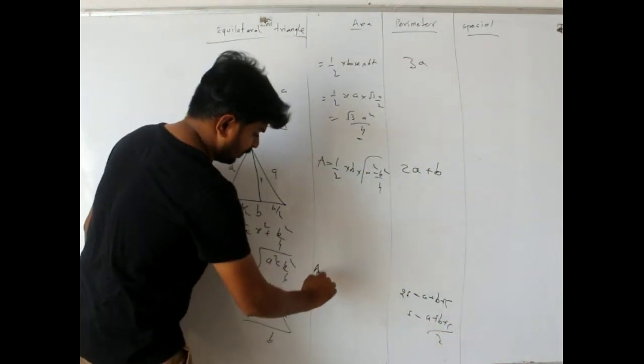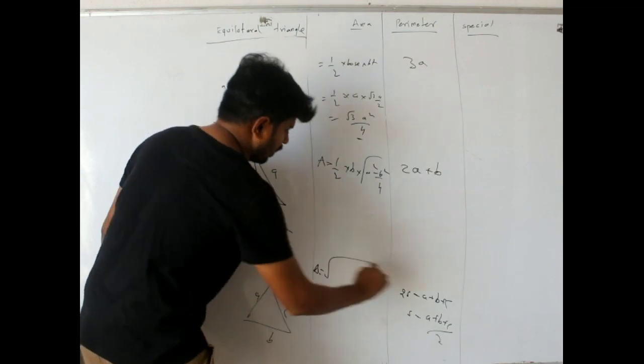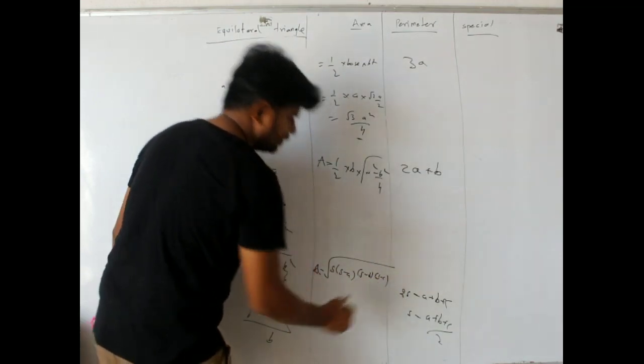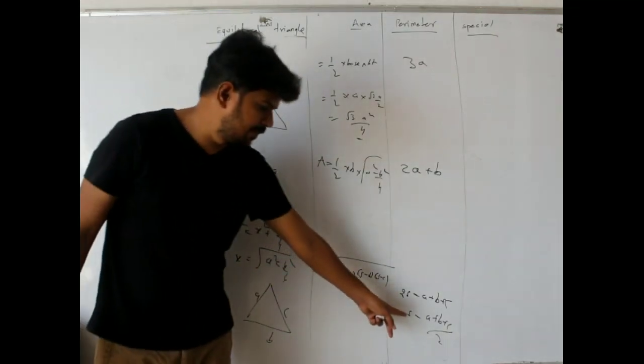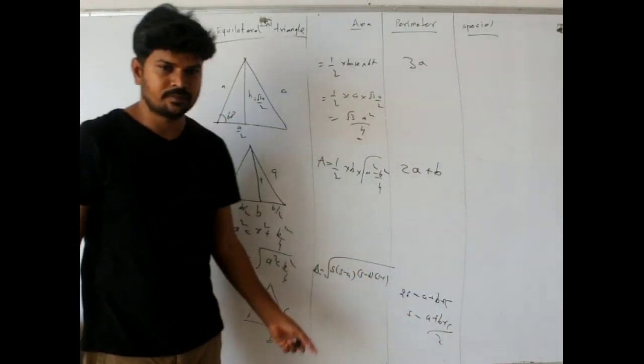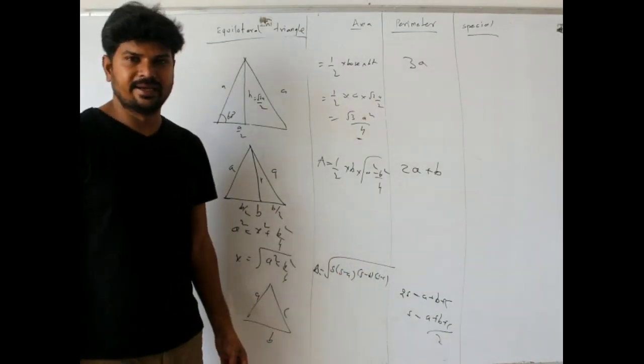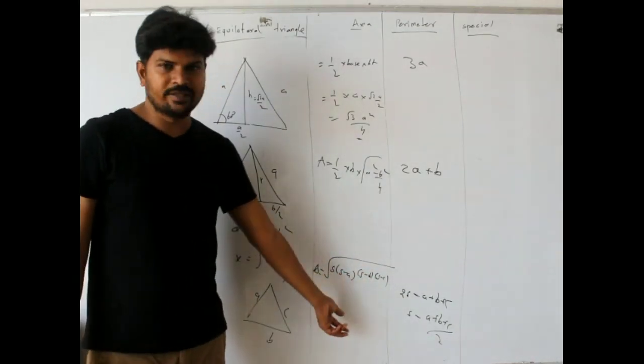For finding the area of a triangle, you have the formula: square root of S into (S minus A) into (S minus B) into (S minus C), where S is called the semi-perimeter, like half of the perimeter. Substitute the values of A, B, C here, and you will find the area of a scalene triangle. And we don't require the proof for this.